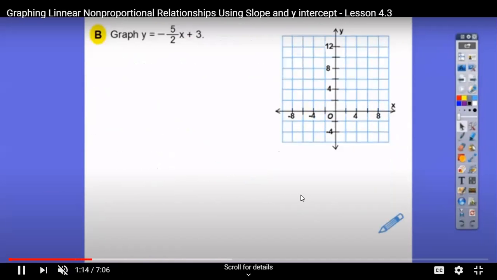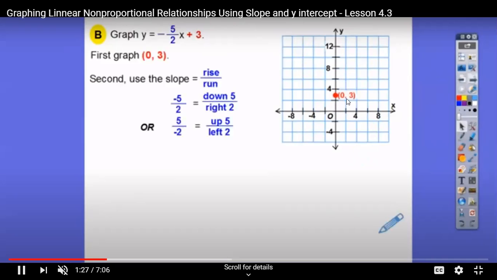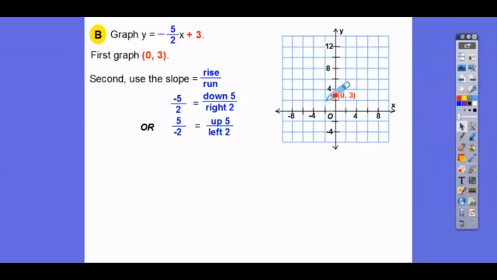Another example, y equals negative 5/2 x plus 3. Where is the y-intercept? The y-intercept is (0, 3), so we put the point first. Second, negative 5 over 2. It's rise over run. Negative 5 means that you move down 5 units and then to the right 2 units. If you want to break the rule and count up, you count up 5 units and then to the left 2 units.